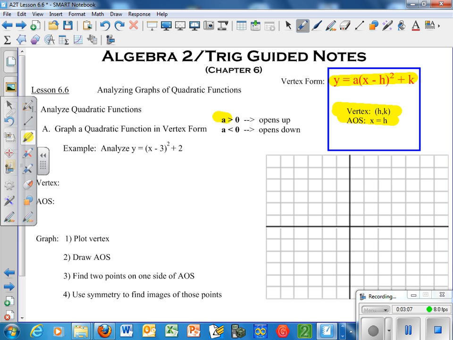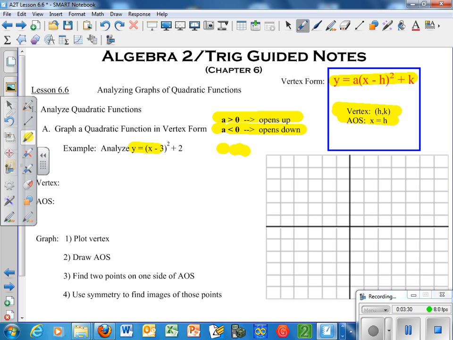If the a is bigger than 0, so it's positive, it opens up. If the a is less than 0, the parabola is going to open down. Very similar to when we looked at them in expanded form, where they were in ax squared plus bx plus c form. Okay, so they're asking us to graph a quadratic in vertex form.